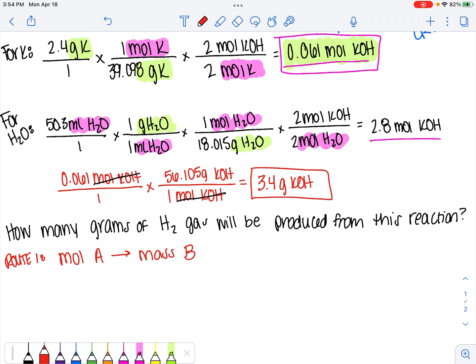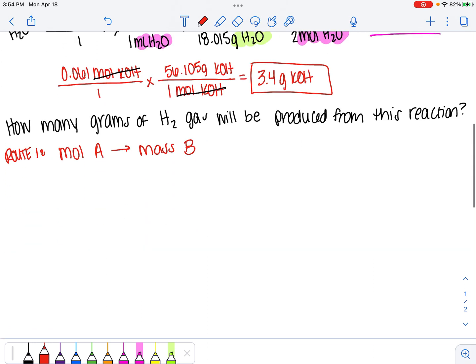Route 2 on your mole map is what I mentioned earlier. You could always start with your known mass of potassium, since you know that's your limiting reactant, and end up with your mass of hydrogen gas. So route 2 would be mass of substance A, being potassium here, to mass of substance B. And on your mole map, this one's going to take you through 3 conversion factors. It does not matter which of these setups you decide to go with. You're going to end up with the same answer anyway. So let me walk you through both of them real quick.